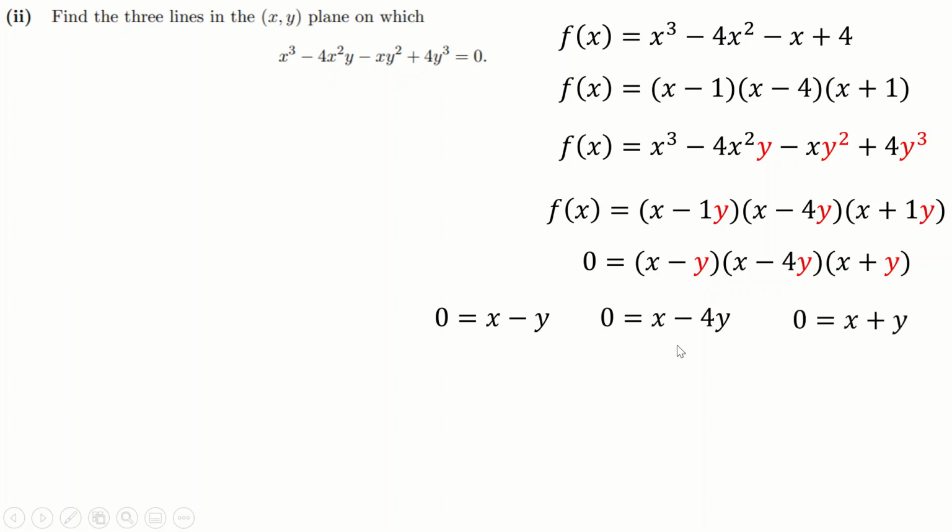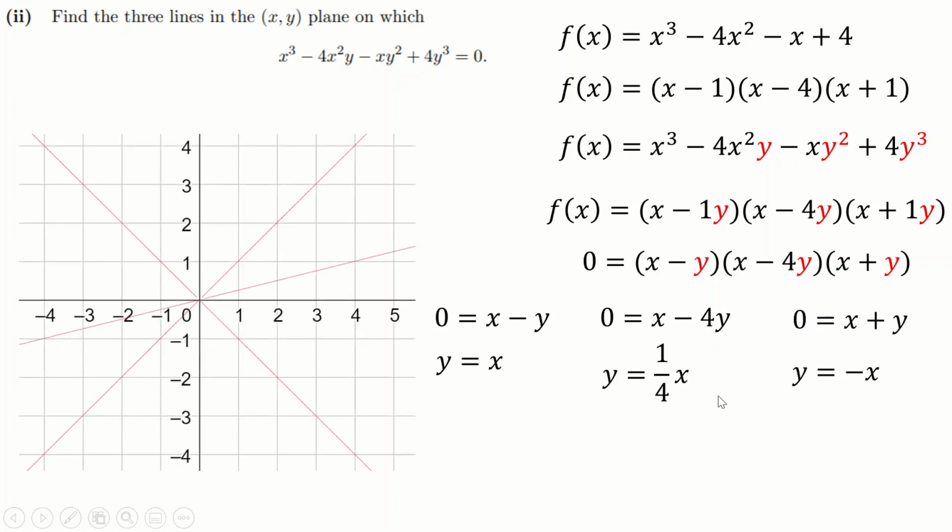But I can rearrange these now, right? Add y to both sides, add 4y to both sides and divide by 4, take away x from both sides, and these are just lines. In fact, these are these 3 lines. y equals x is this line, y equals a quarter x is this line, y equals minus x is this line. So those are the 3 lines that do this. And if you just type this into a graphing calculator, this is exactly what you get.